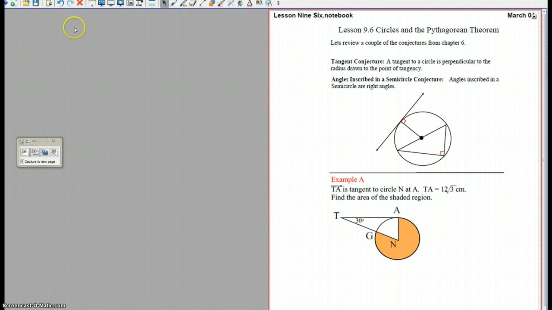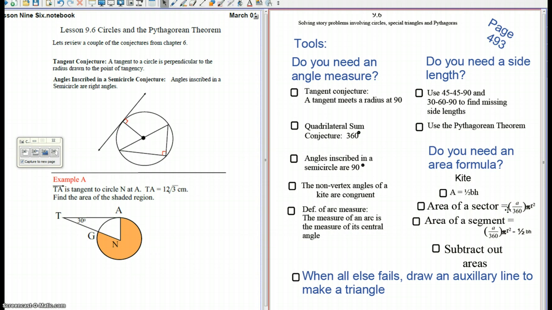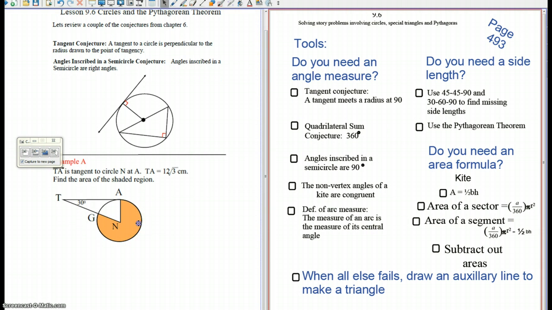You will look through your folder tonight to find this checklist. This should look familiar. It was handed out on Thursday. And this is the tools that we will use to help us solve some of these problems. Let's look at an example so I can show you how we use this checklist. We'll look at example A.